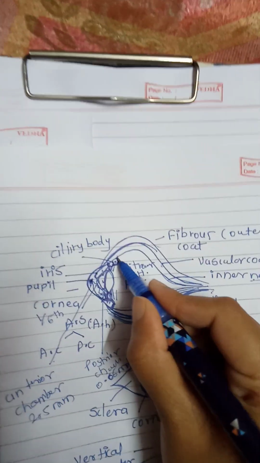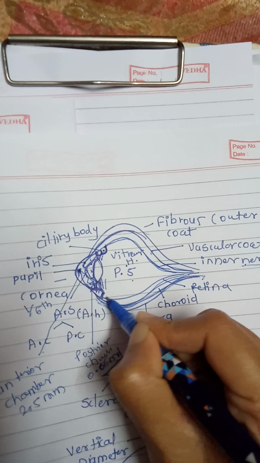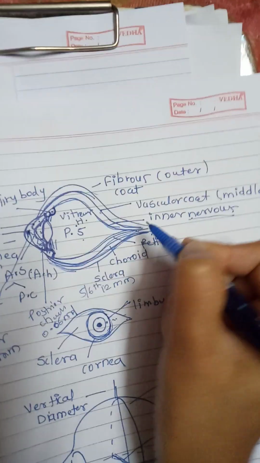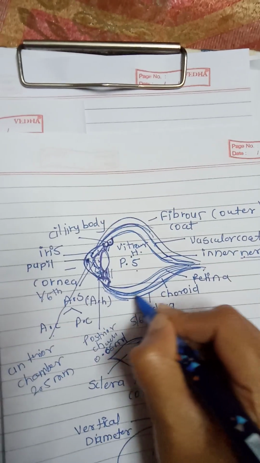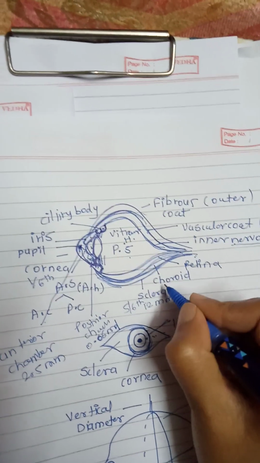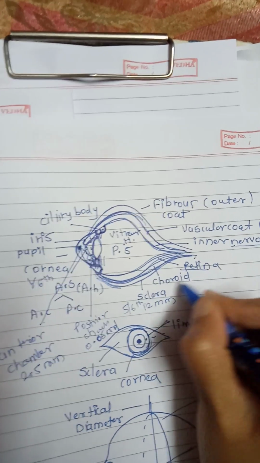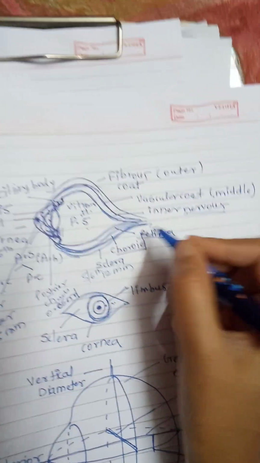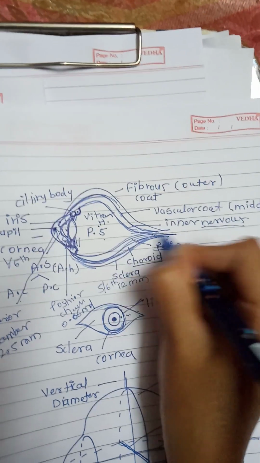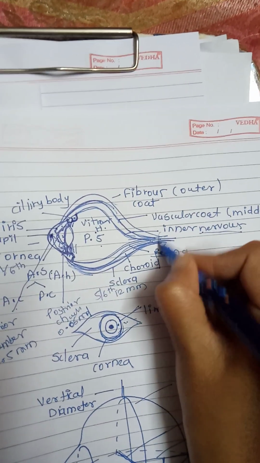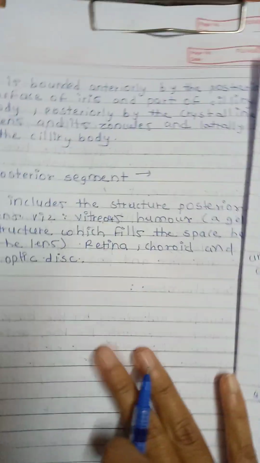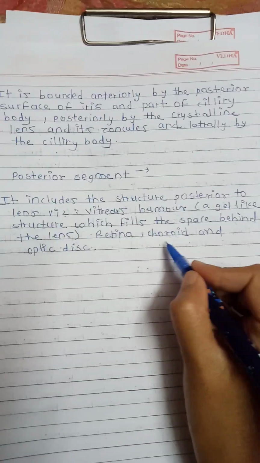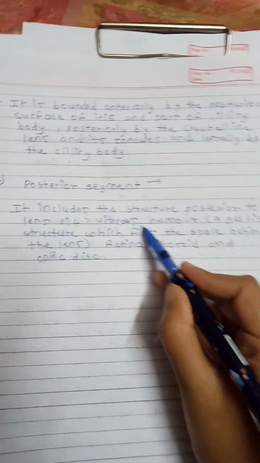It is bounded by the innermost layer, which is called the retina. Then the next layer is the choroid. Here we have mentioned retina, choroid and the optic disc, and the optic disc is here. So the posterior segment contains the retina, choroid, optic disc and vitreous humor.